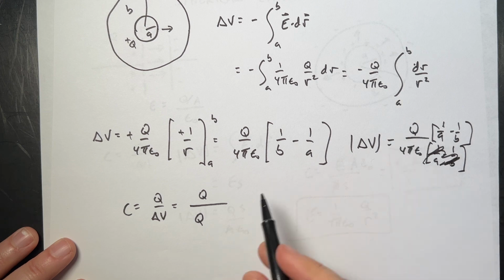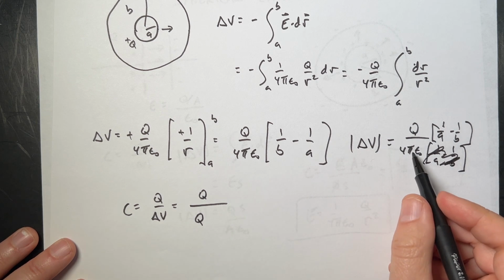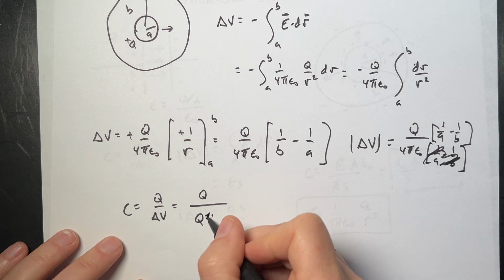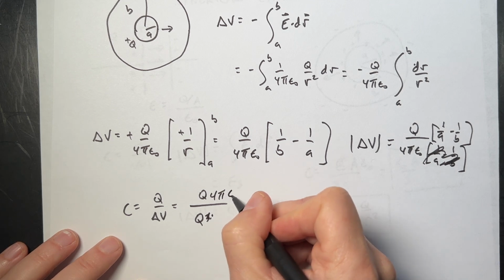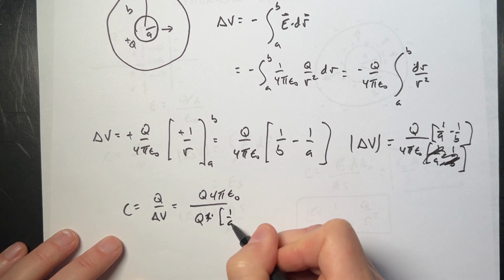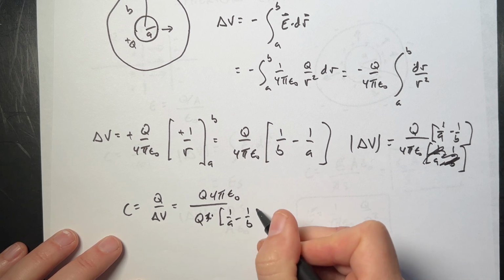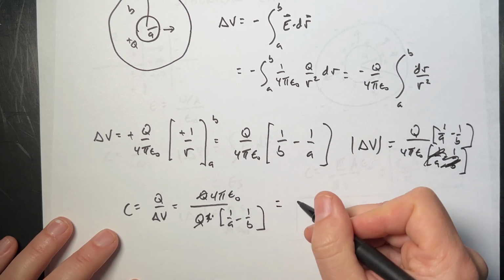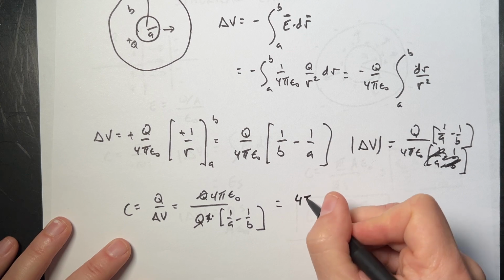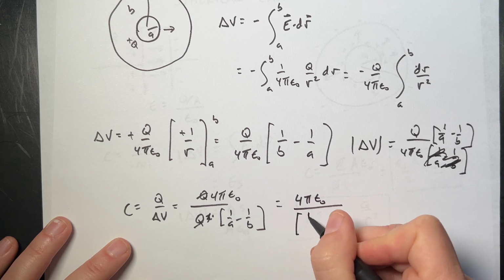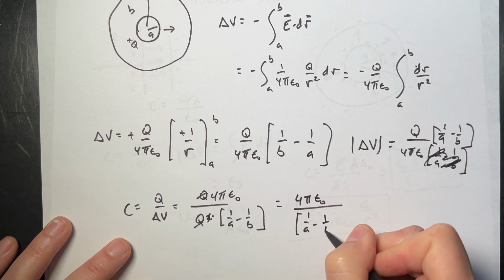Okay, so I take Q divided by this. I have the 1 over 4 pi, but I'm dividing by 4 pi epsilon naught, so I get 4 pi epsilon naught, and then I divide by this, 1 over A minus 1 over B. And then here we get the Q's canceled. That's what we wanted. So the answer is 4 pi epsilon naught over 1 over A minus 1 over B.